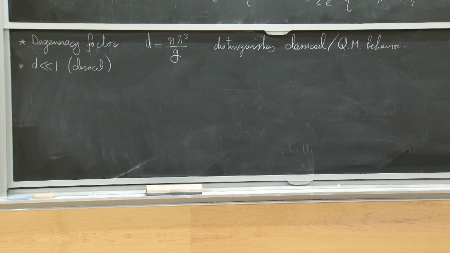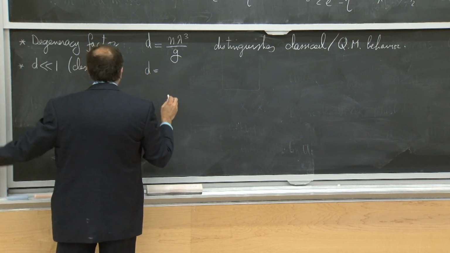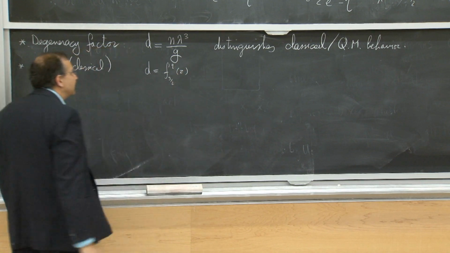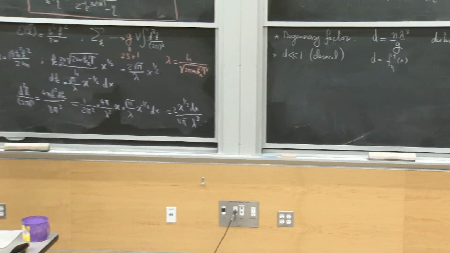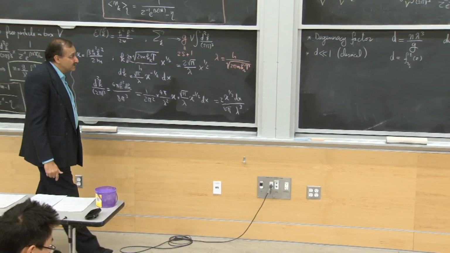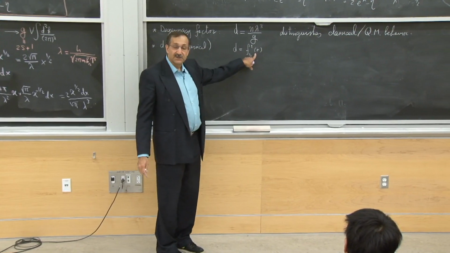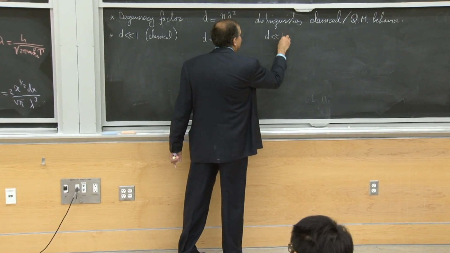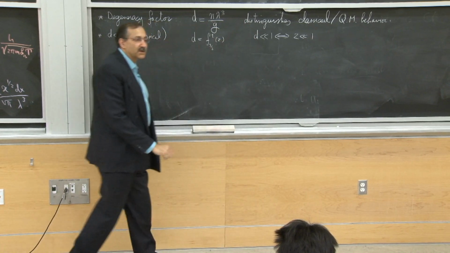And since d is f 3/2 eta of z, we need the behavior of the function when it is small. And I'll show you self-consistently that the function is small when its argument is small. So we'll see that d less than 1 implies or is implied by z being less than 1.